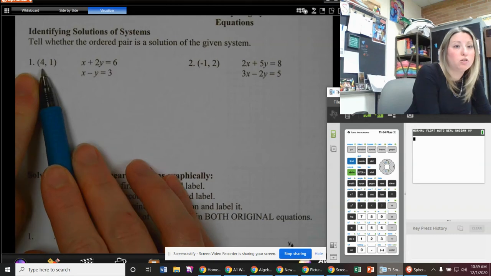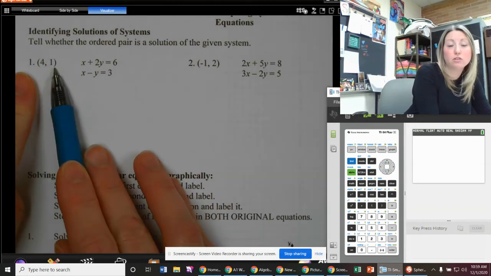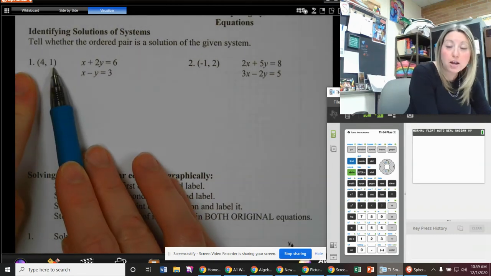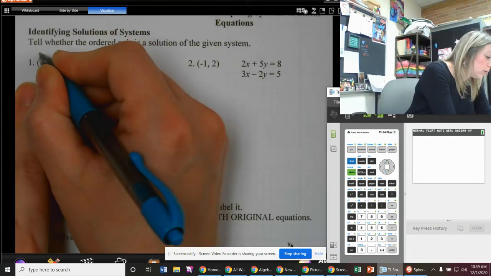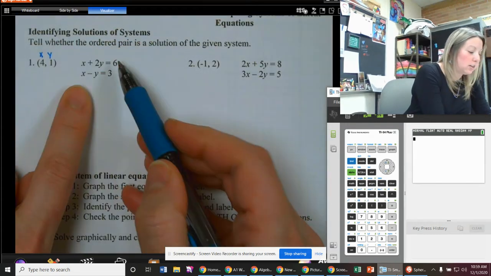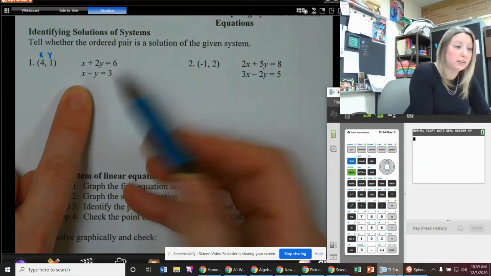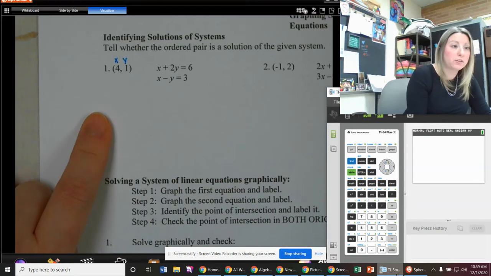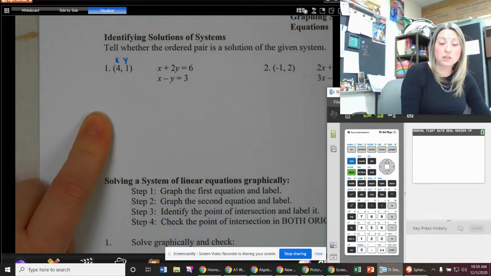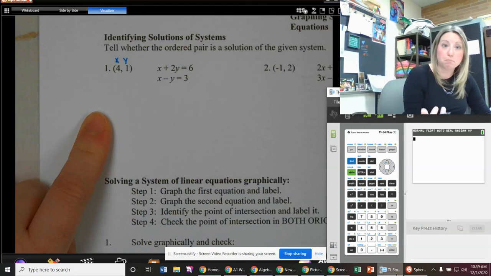So to check to see if a point is an answer or a solution to the system, I'm just going to plug its x and y value into each of these different equations and see if it works out. If it works out in both, then it is the answer to the system.